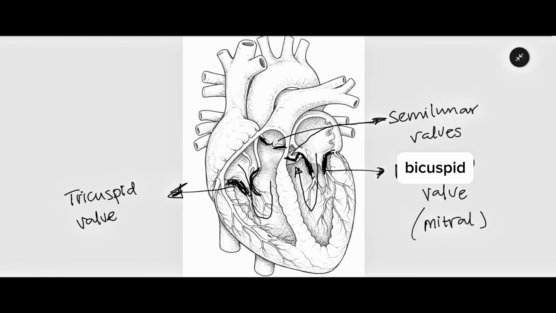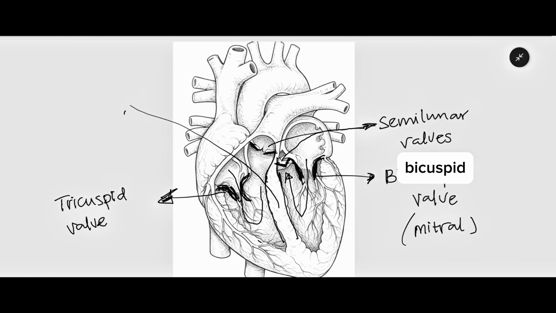Also, this wall that sits in the middle here is called the septum. The septum is a wall that separates the left from the right side of the heart, and it basically is just there to stop the oxygenated blood and the deoxygenated blood from mixing.